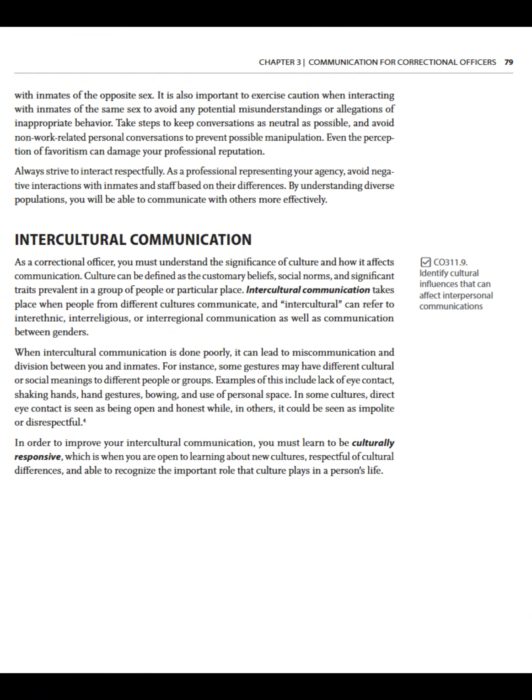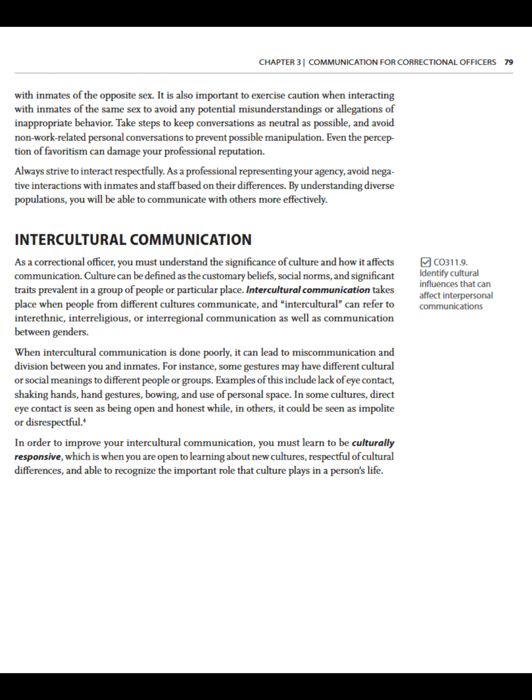Take steps to keep conversations as neutral as possible and avoid non-work-related personal conversations to prevent possible manipulation. Even the perception of favoritism can damage your professional reputation. Always strive to interact respectfully as a professional representing your agency. Avoid negative interactions with inmates and staff based on their differences. By understanding diverse populations, you will be able to communicate with others more effectively.